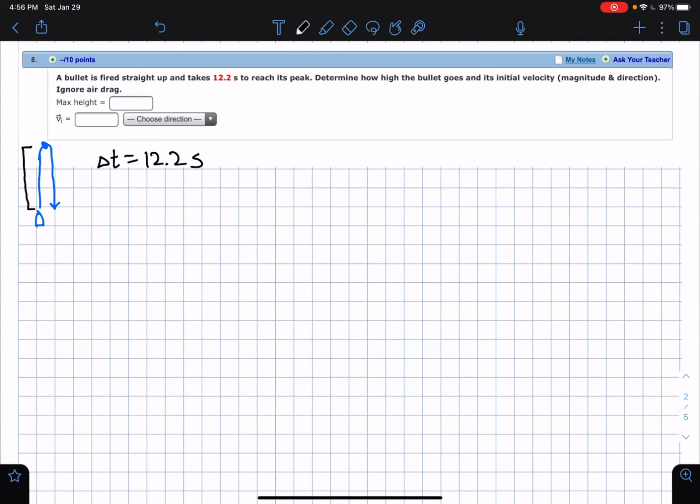It's fired straight up. So this is going to be free fall, right? Once it leaves the gun, there's nothing else acting on it. It's in free fall, so I know that the y acceleration is going to be, we'll call up positive, negative 9.8 meters per square second. So up is positive.